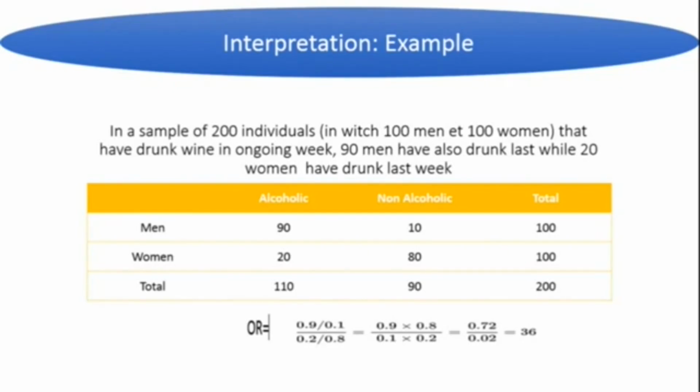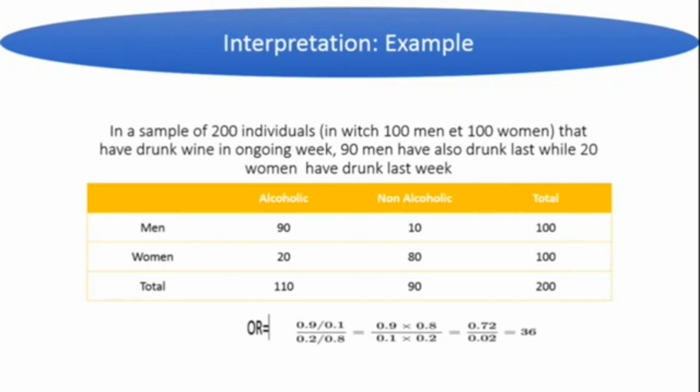You are alcoholic if you have drunk in this week while you have also drunk in the previous week. Every person that we have selected has drunk in the ongoing week, and persons that didn't drink in the previous week are supposed to be non-alcoholic. That is how we have defined our variable alcoholism.